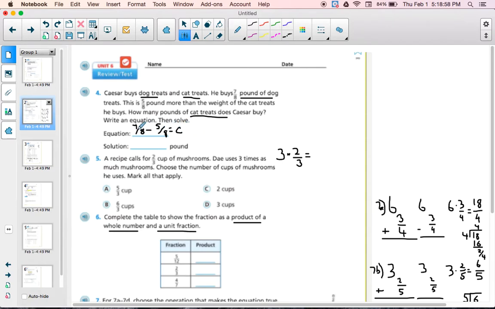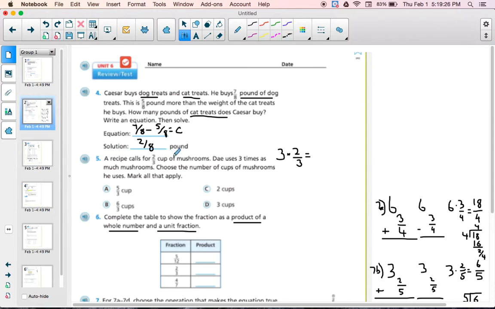All right, so if I subtract 7/8 minus 5/8, I get 2/8. So let me think this through. It says if the cat treats weigh 2/8 of a pound, and I add in the 5/8, that's 7/8, which is the weight of the dog treats. Okay.